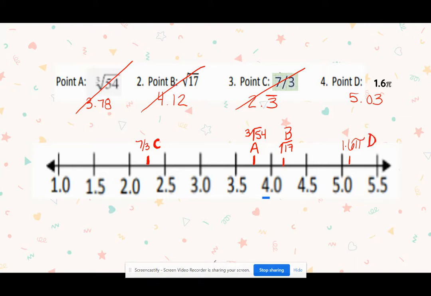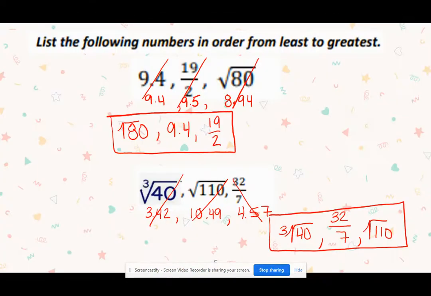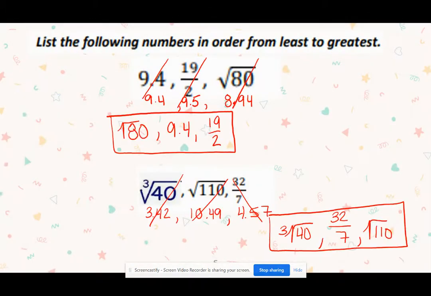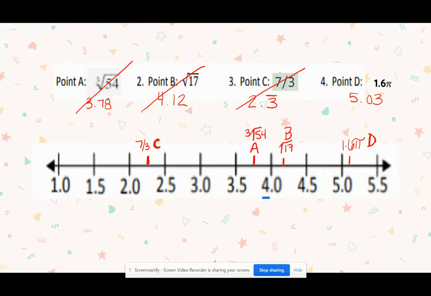So those are the 3 types of problems that they can give you. They can ask you to compare using the greater than or less than symbol. They can ask you to just put them in order, either from biggest to smallest or smallest to biggest. You just have to read. Or they can ask you to place them on a number line. All you have to do as a reminder is that you just need to change them all to decimal form. And then once they're in decimal form, you can place them accordingly or compare them accordingly.